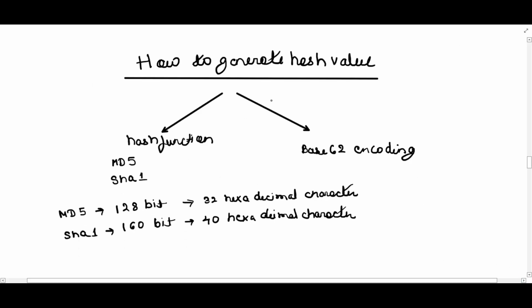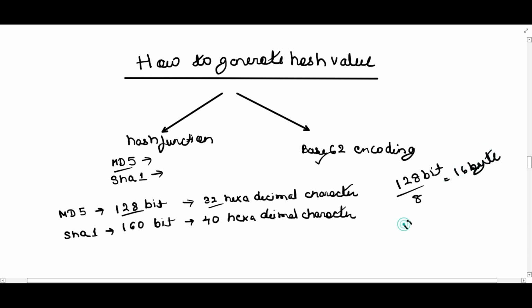So how do we generate the hash value? There are a few algorithms and encodings. If we go via a hash function, then we have the MD5 algorithm and the SHA-1 algorithm, and if we go with encoding, then we have base62 encoding. Let's discuss one by one. Suppose we use the MD5 hash algorithm. It generates a 128-bit unique value, and if we convert this to hexadecimal characters, it generates 32 hexadecimal characters. How is it generated? Suppose you have 128 bits, and if you convert it into bytes, it comes to 16 bytes.